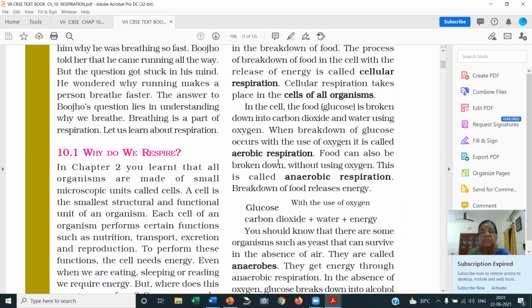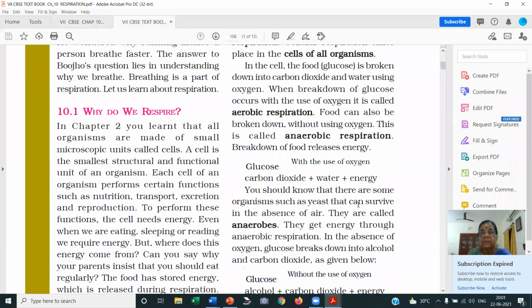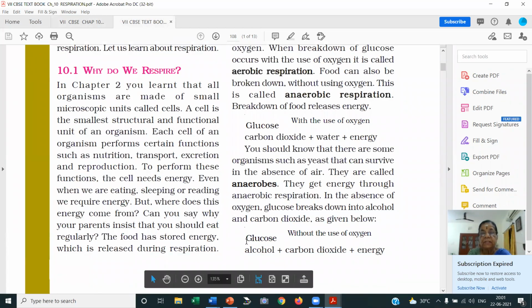Then this equation is for aerobic respiration. With the use of oxygen, make an arrow. I hope you are listening. So glucose with the use of oxygen, you make an arrow here, and the products are carbon dioxide plus water plus energy. Same way in the equation for anaerobic respiration: glucose without the use of oxygen, an arrow mark should come here, alcohol plus carbon dioxide plus energy. I hope you understand. So anaerobes get energy through anaerobic respiration.